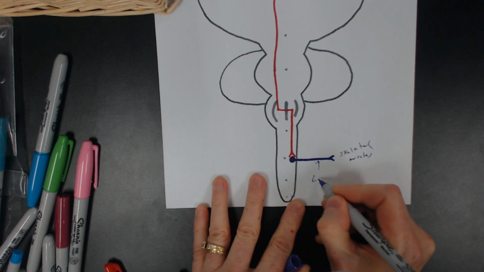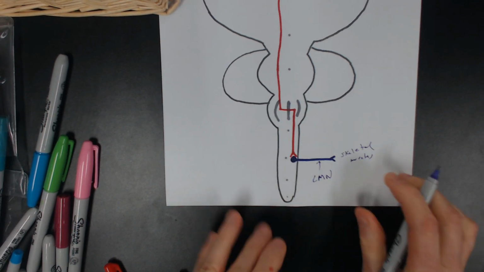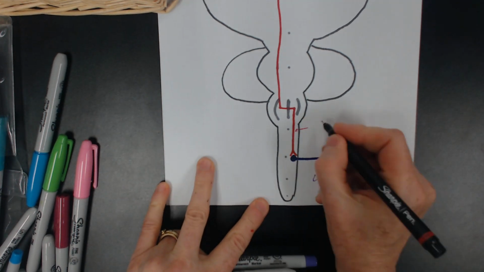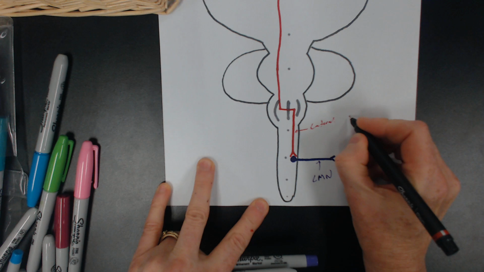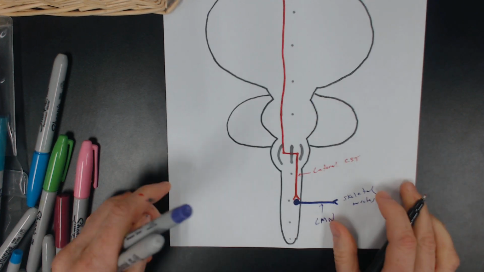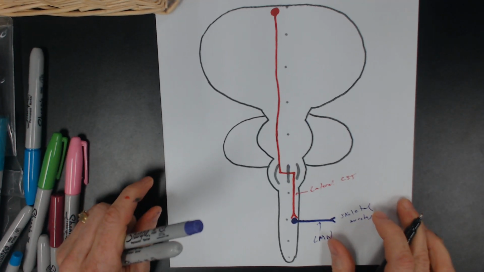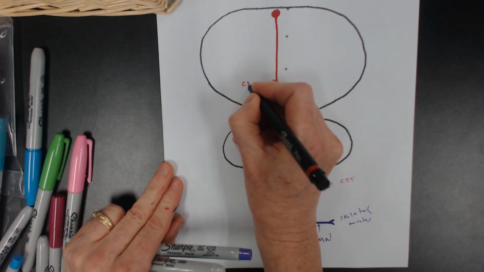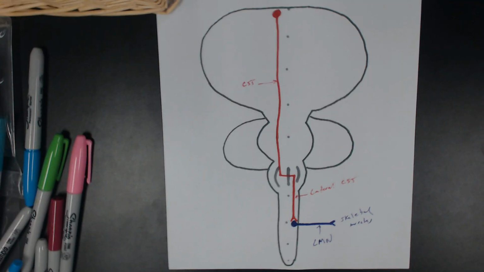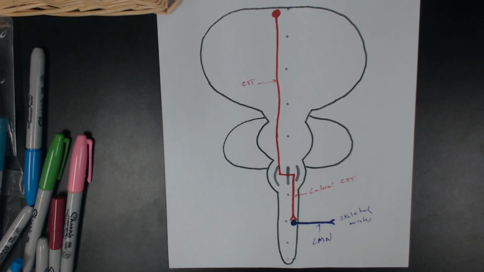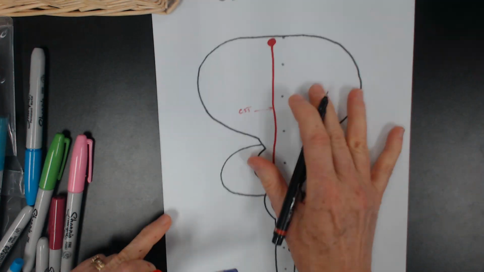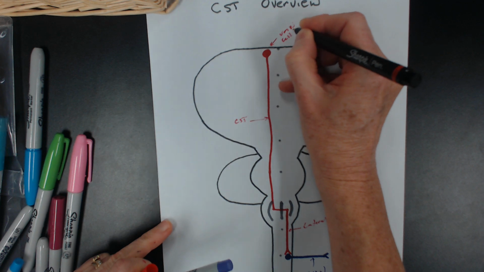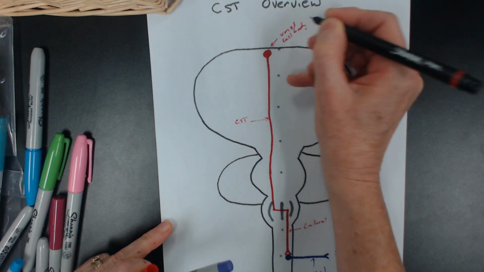So here's your lower motor neuron. Traveling down here, after we decussate, that's your lateral corticospinal tract. Here, traveling down is just your corticospinal tract, so axons coming out of that lower motor neuron. And then way up high here, we have the upper motor neuron cell body.